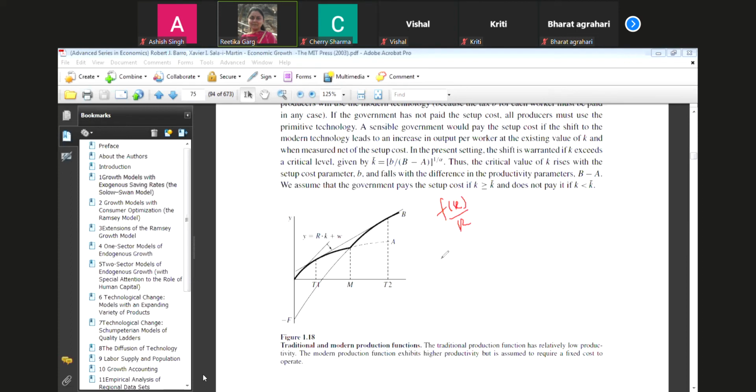If you just multiply this with S, it doesn't make a difference because the curvature is ultimately decided by this. It's just a constant term that you're multiplying with. The curvature is decided by this, whether it's rising or falling. So, just a second. Scroll down back.